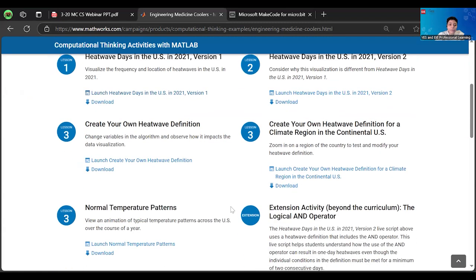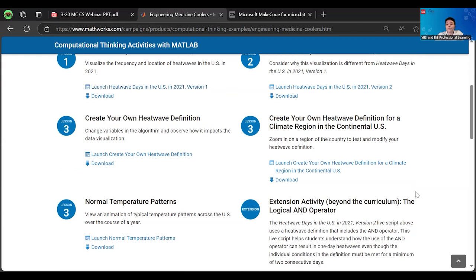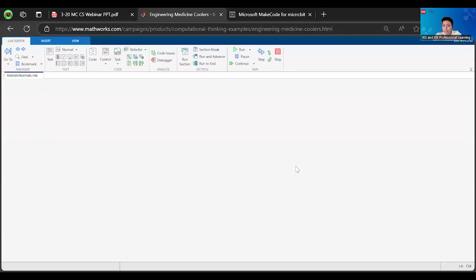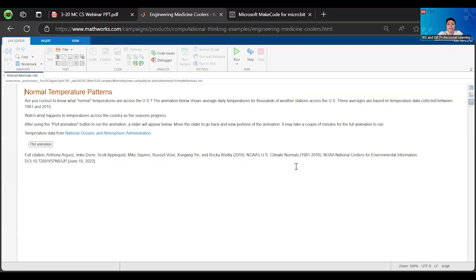So at this point, you're asking your students to create their own heat wave definition for a different region of the US. You can either have them do it generally. We typically push for the region because there are 2 different things you can do in lesson 3 for that. So the first thing you can have them do, if they're choosing a region they're not from, is to launch the normal temperature patterns, which will show different data sets for different parts of the country, different regions. So they get a sense of what that part of the country might experience, generally speaking.